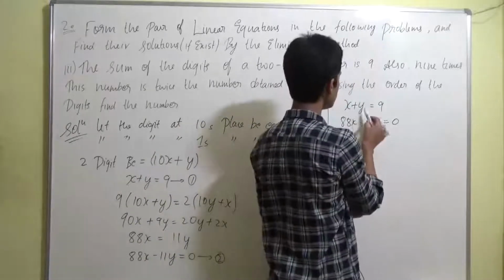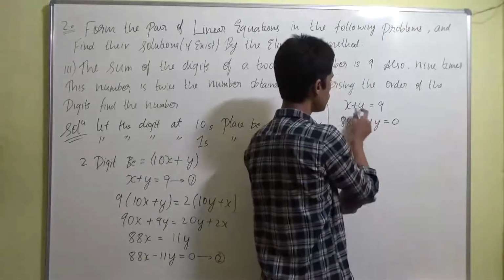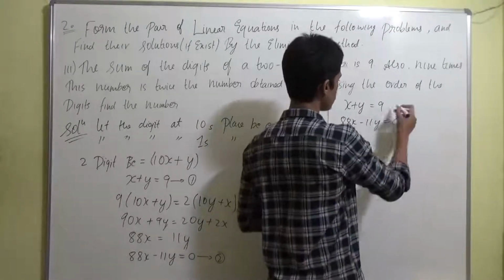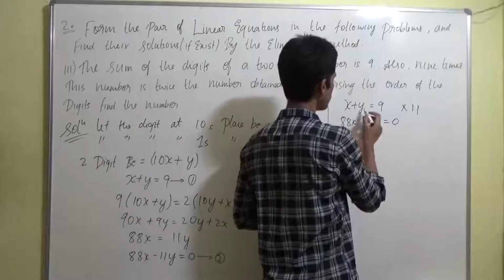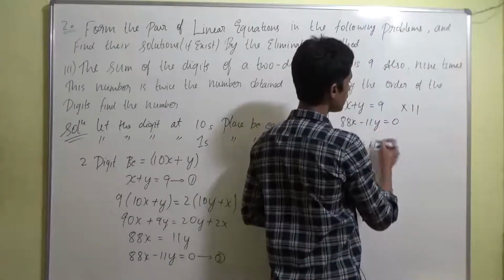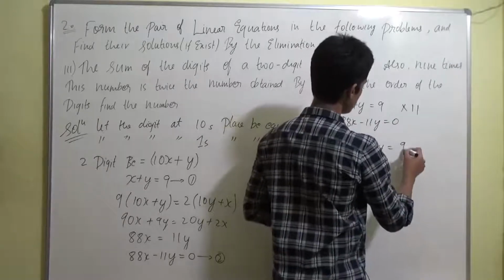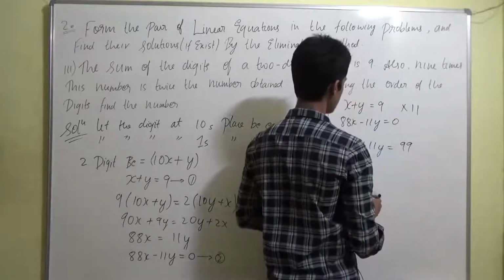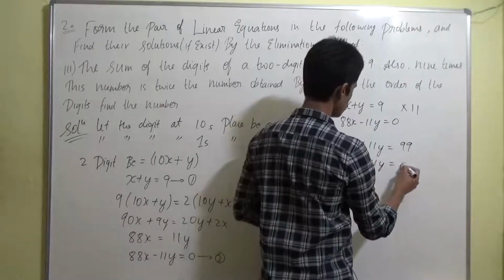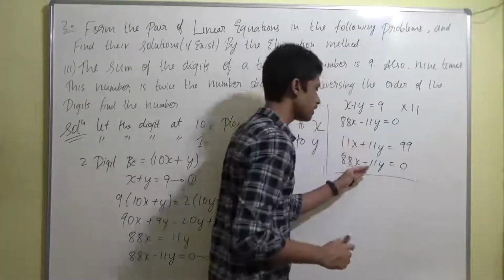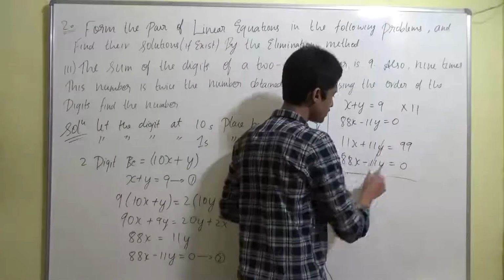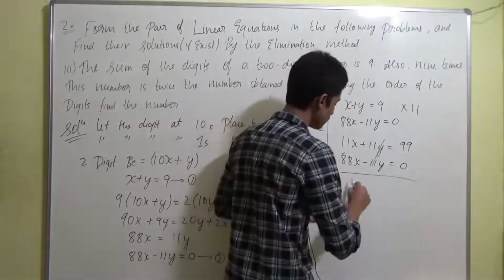Elimination means any of these two terms should be the same as any of these two terms. So to make it easy, we have to multiply this by 11. Then it will become 11x plus 11y equal to 9 into 11, which is 99. And here it will be 88, the same. So here it becomes plus 11 and minus 11, which will get cancelled. So we are going to just add it. Plus 11 minus 11 get cancelled. 11 plus 88 becomes equal to 99.